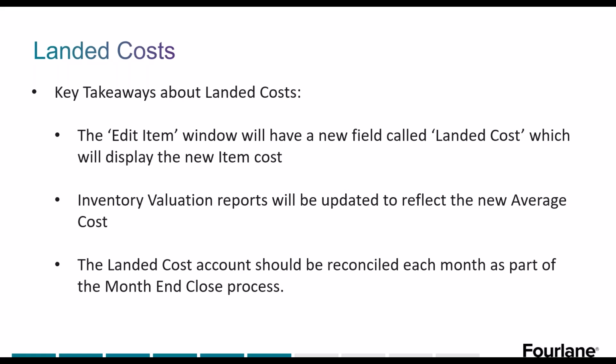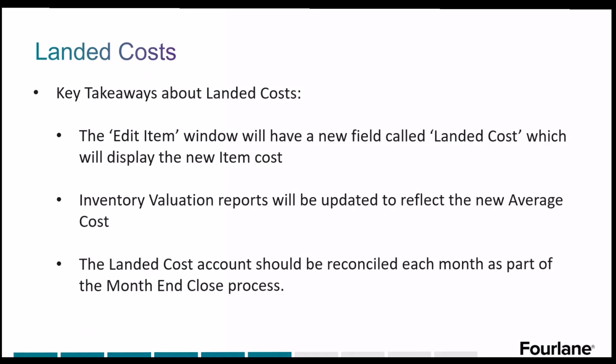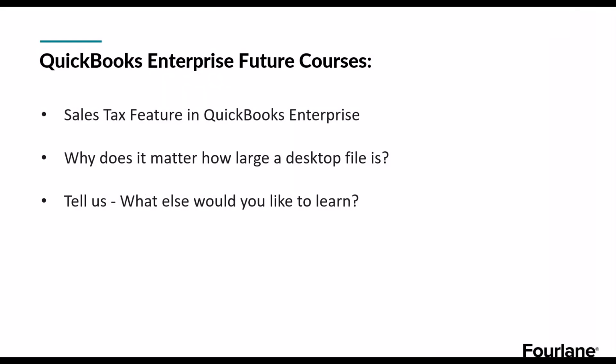Right? So here are our key takeaways again. Right, just one more time. The edit item window will have a new field called landed costs, which will display the new item cost. The inventory valuation reports will be updated to reflect the new average cost. And that landed cost account should be reconciled each month as part of the month-end close process, just to make sure that we're keeping everything on point. Just to make sure we're not missing anything, that there hasn't been something unallocated.